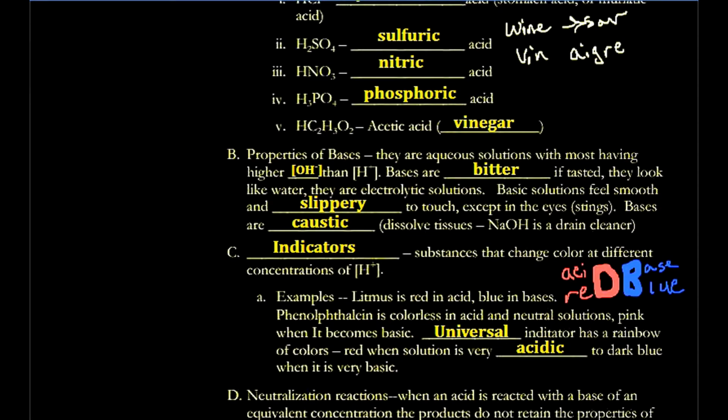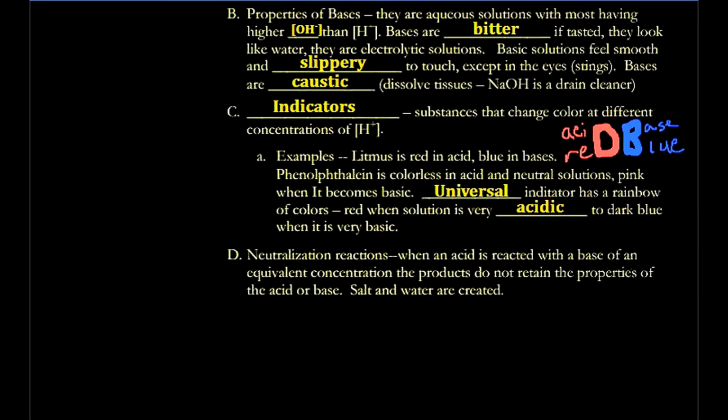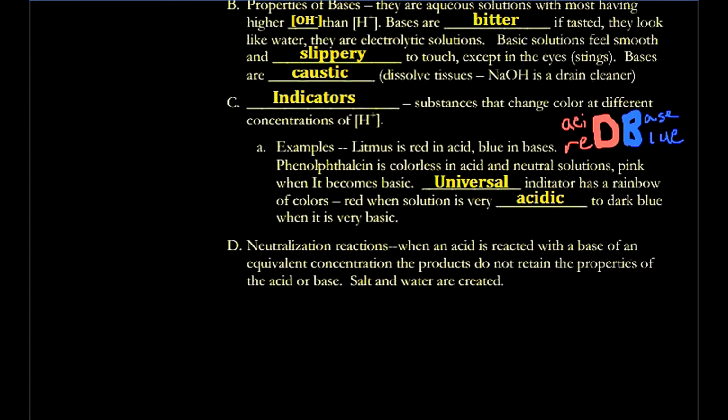When acids and bases mix, they have what's called a neutralization reaction, and it is a special kind of double replacement reaction, where one of the ions is a hydrogen, and the other ion, the ion of the other chemical, is hydroxide.